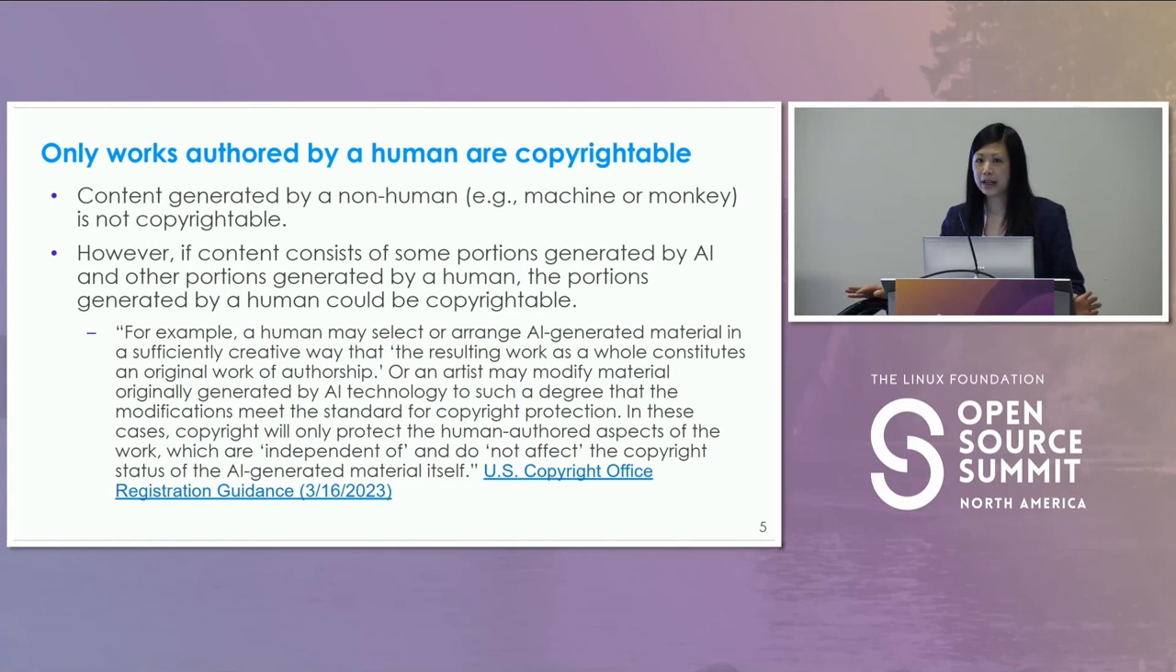Content generated by a non-human, whether it be a monkey or a machine, does not qualify for copyright protection. So that's very important. However, if content consists of some portions that are generated by a human and some portions that are generated by a machine, the portions that are generated by a human are copyrightable. So if you took code that was generated by an AI and you added to it, rearranged it, modified it, et cetera, your contributions to the end result would be copyrightable.